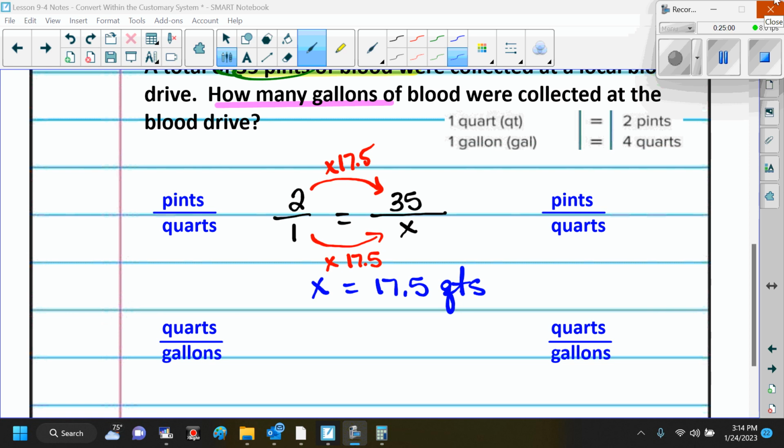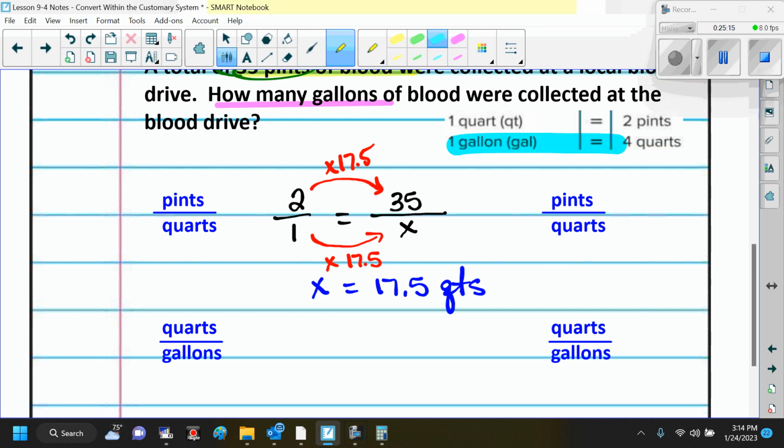Is that my final answer? No. So now I have to go from quarts to gallons. What is the ratio for quarts and gallons? 4 quarts equals 1 gallon. Right, very good. So we've got up here 4 quarts equals 1 gallon. When I write my ratio down here, what's my first ratio going to be? What to what? 4 quarts to 1 gallon. So that's going to be 4 to 1. Does everybody understand how I do the placement?